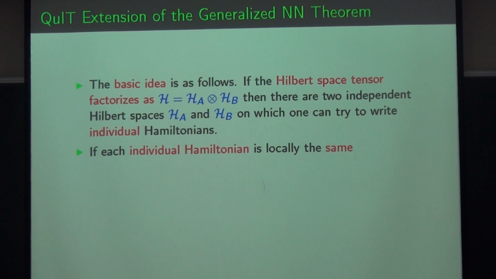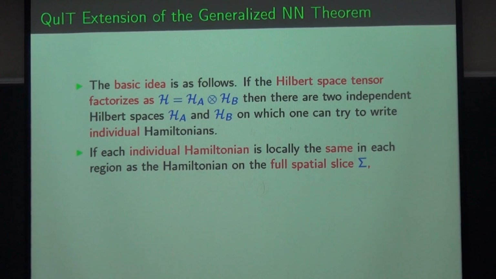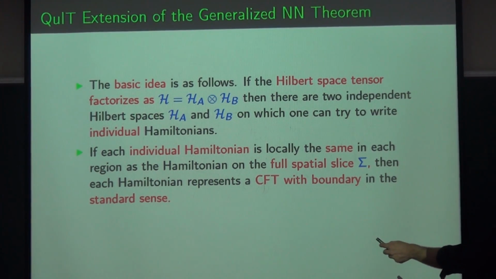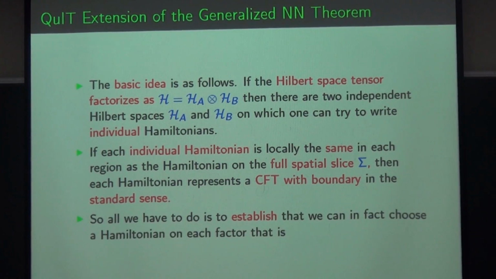If each individual Hamiltonian is locally in each region the same as the Hamiltonian on sigma, then each Hamiltonian represents a CFT with boundary in the standard sense, which in the bulk is the original CFT. In other words, if we can write Hamiltonians on each of these tensor factors which are locally the same as our original Hamiltonian, then we've got ourselves a CFT with boundary. So all we have to do is establish that we can in fact choose a Hamiltonian on each factor that's locally the same as the original Hamiltonian.